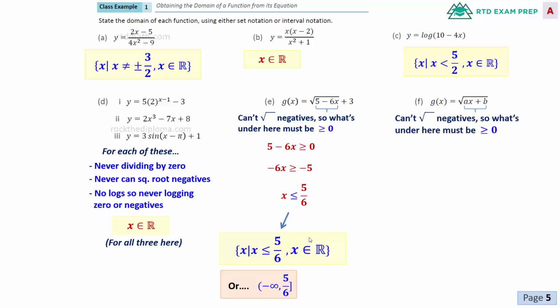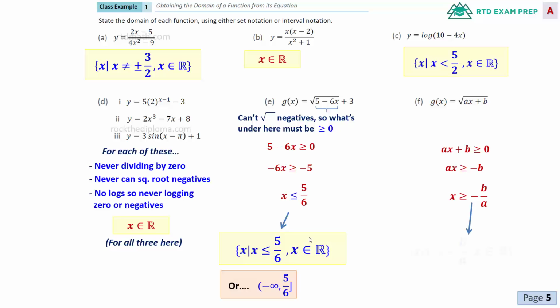Now part F is a little bit similar, except we've given non-numeric parameters. So ax plus b must be greater than or equal to 0. I'm going to isolate x. But here, when I was dividing, even though I had a negative b, I wasn't dividing through by a negative, so I did not change the direction of the inequality. This means that negative b over a would be my left endpoint and would be included with square brackets.